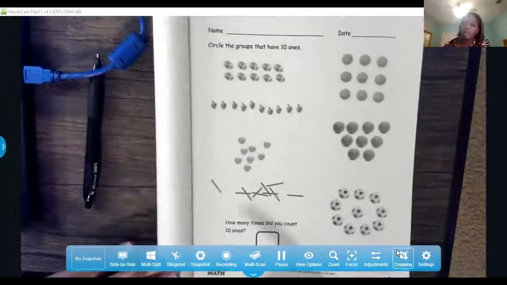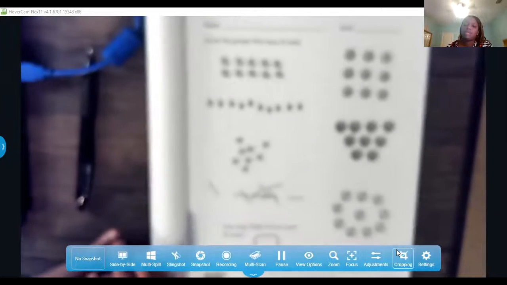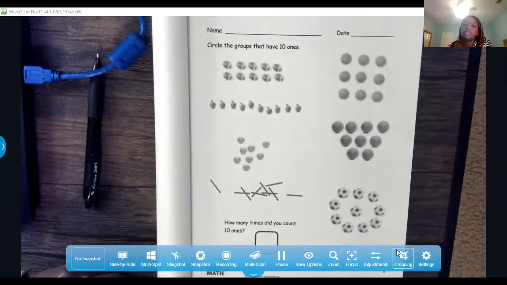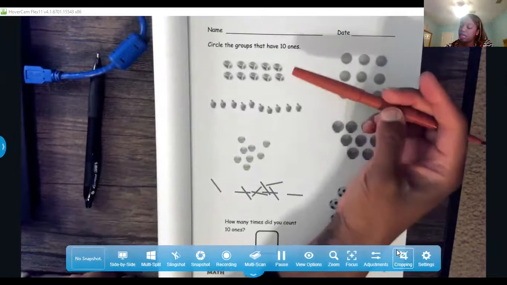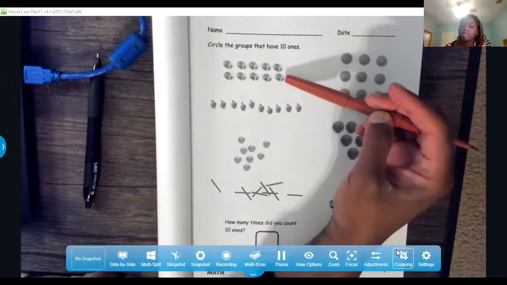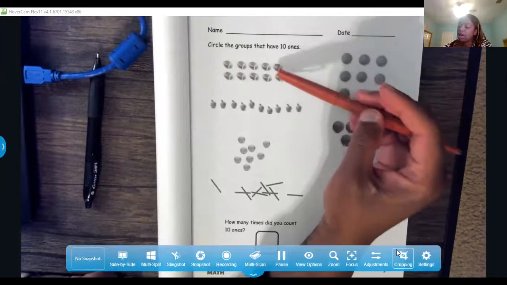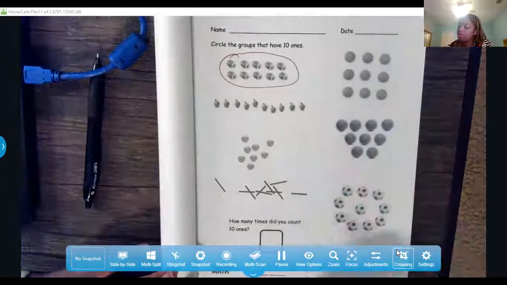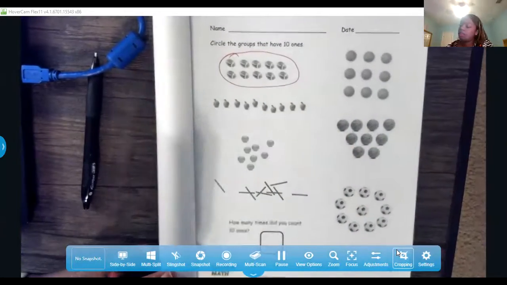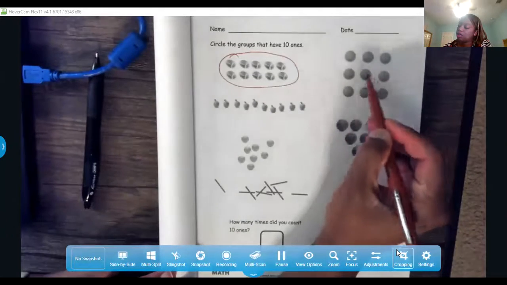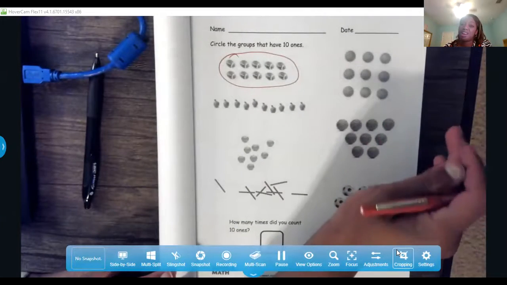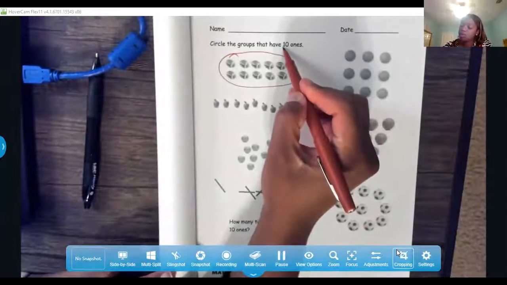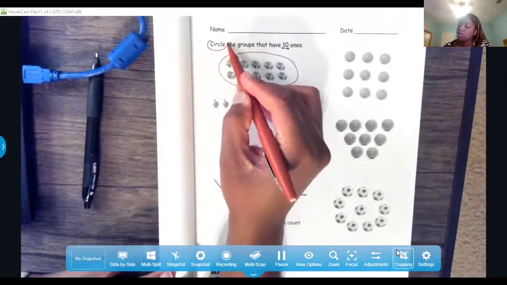I'm going to do the first problem on our problem set, just so that we have an idea of what we're doing. So it says to circle the groups that have 10 ones. So I would have to count to figure that out, unless it's conveniently in a 10 frame like this is, to where I know 1, 2, 3, 4, 5. I have the same amount here. So this is 10, so I can circle that one. And then looking at this one, 1, 2, 3, 4, 5, 6, 7, 8, 9. That only has 9, so I would not circle that one because we're looking for 10 and we're circling the groups of 10.